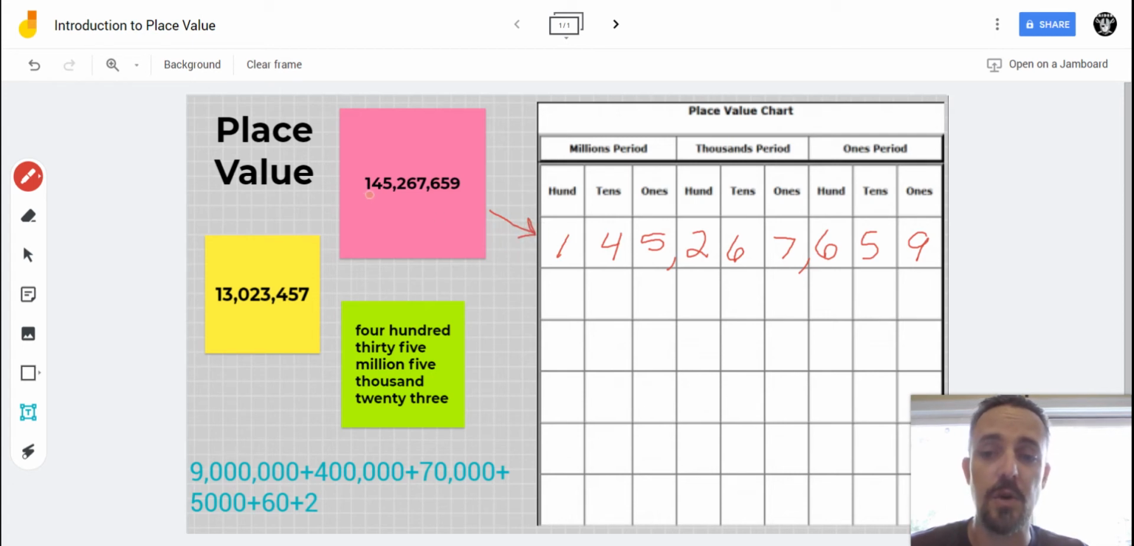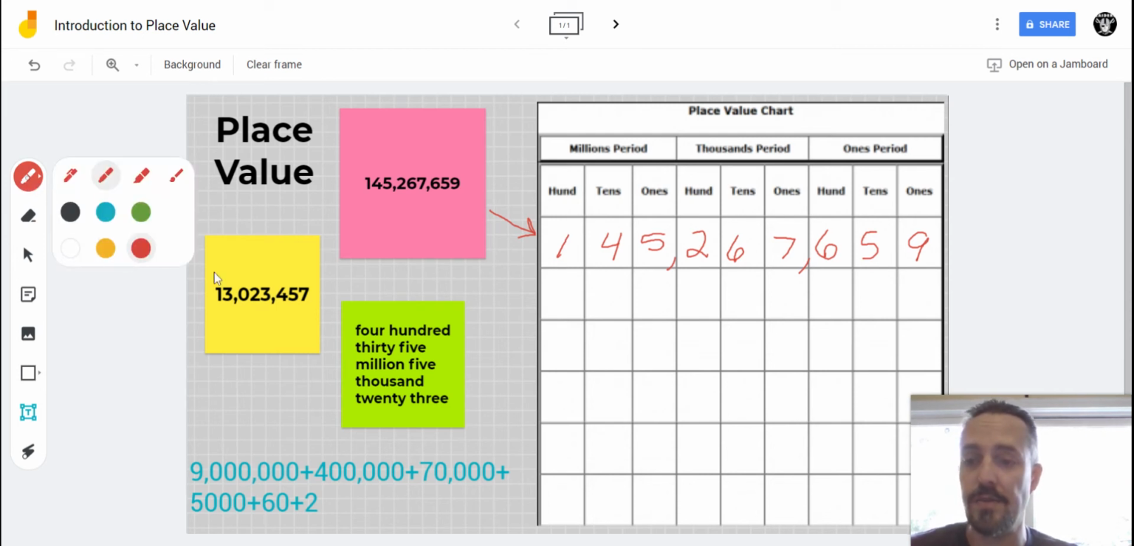So that is this particular number and exploring place value. Again, you say this number, 145,267,659, and you can see that by the millions period, the thousands period, and then the ones period. Hopefully that helps. I'm going to switch colors, and we're going to do another example.